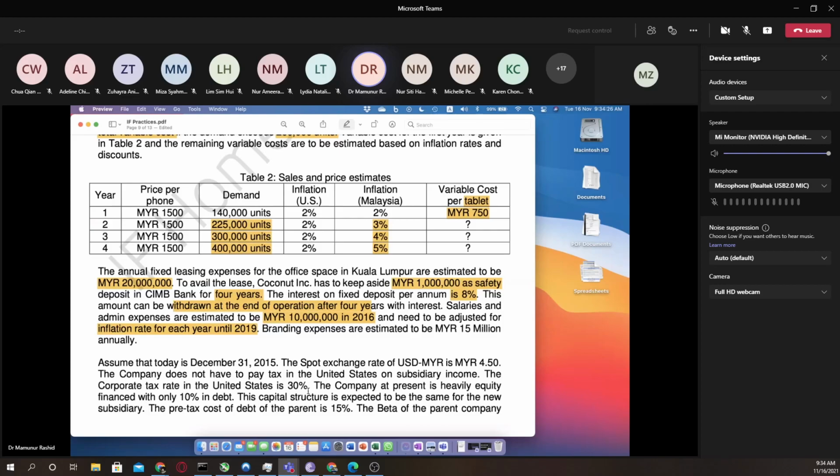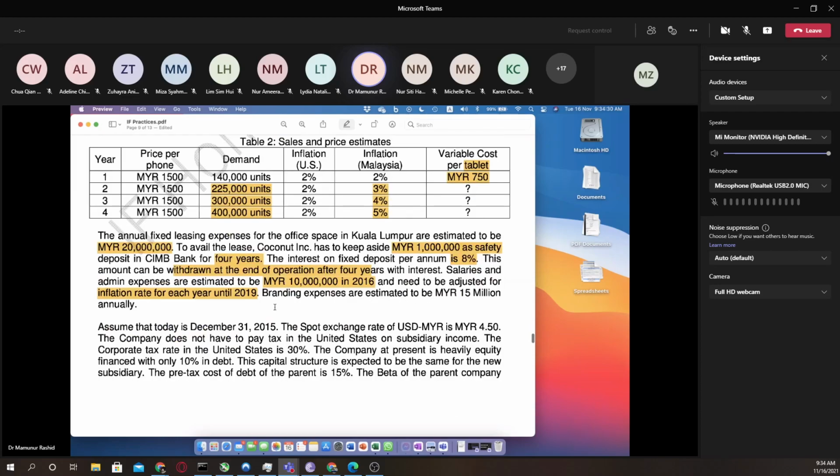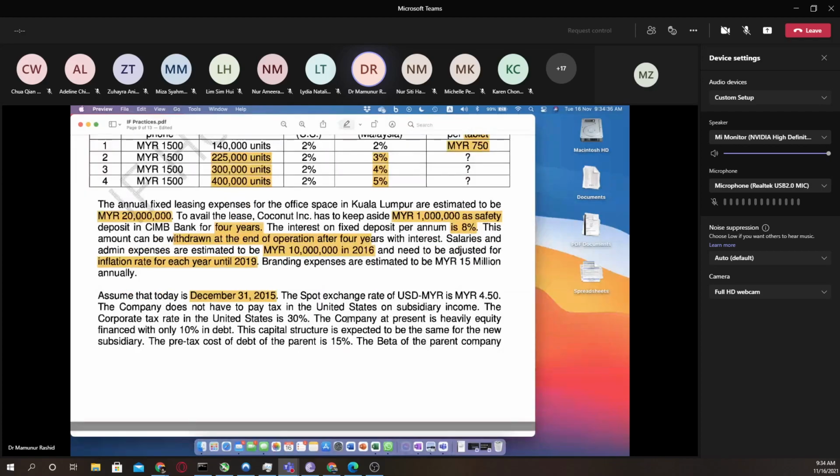Okay, so there are a lot of expenses. Assume that today is December 31st, 2015. The spot exchange rate is USD to Malaysian ringgit, Malaysian ringgit 4.50. Company does not have to pay any tax in the United States on subsidiary income. There is a tax credit given. The corporate tax rate in the United States is 30%. The company at present is heavily equity financed with only 10% of debt.